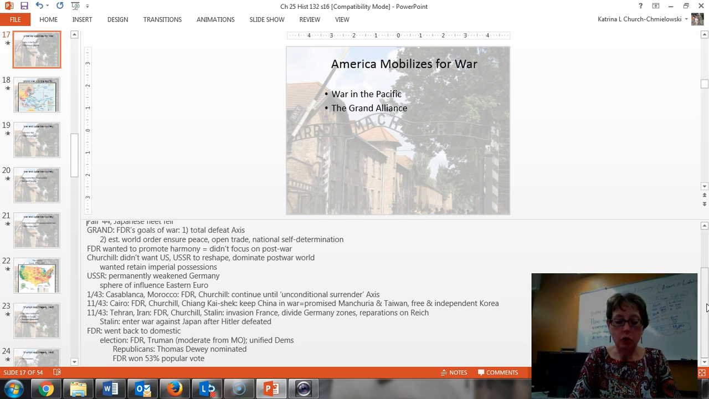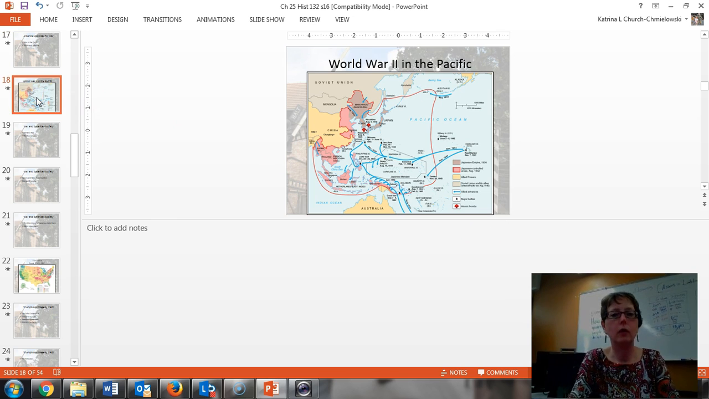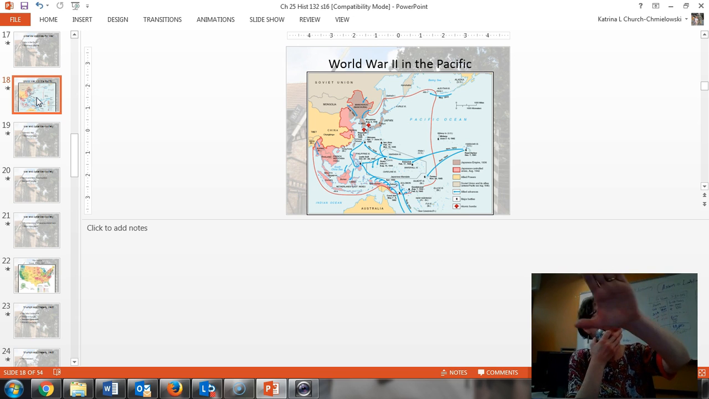FDR, after these agreements, after this grand alliance, went back to the election, won 53% of the popular vote. Okay, so here you have the description of how they've gone and how they're leaving the Hawaiian Islands and heading west, and how they're headed north out of Australia, okay? And the islands.